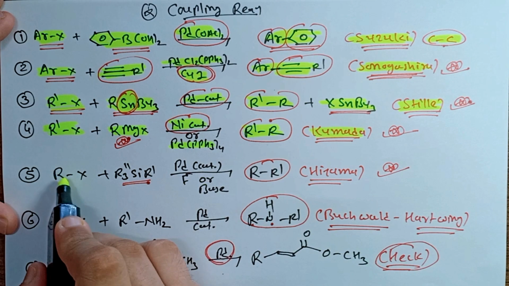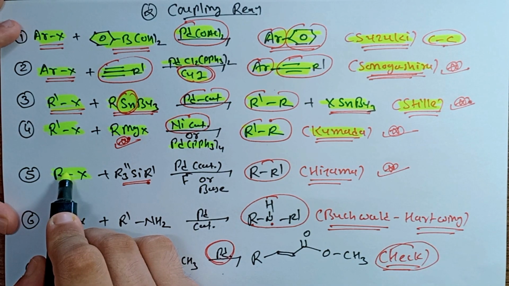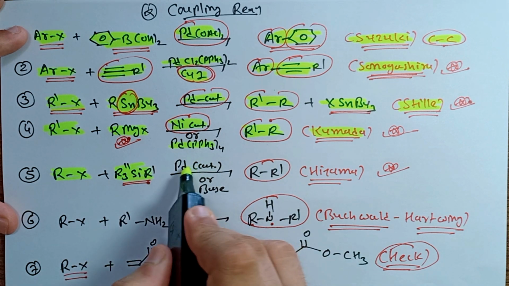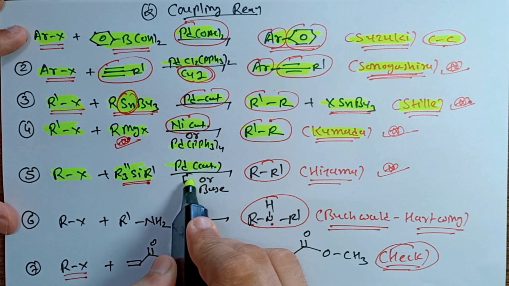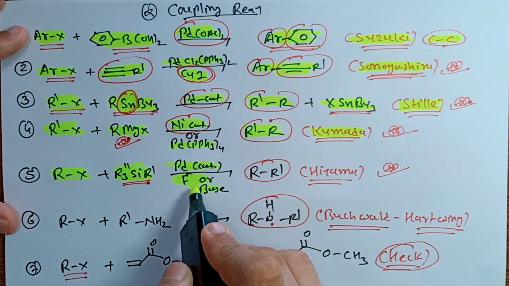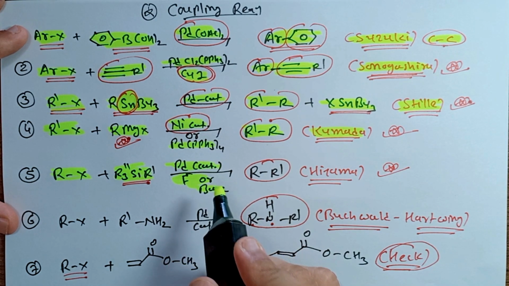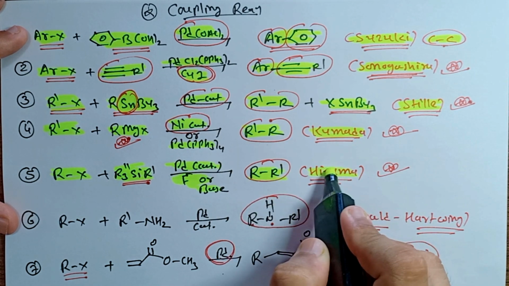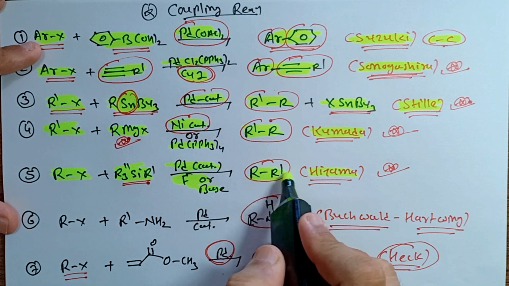Next we have an RX molecule reacted with a Si derivative, that is a silicon derivative, in the presence of a palladium catalyst. One of the most important things you have to remember is tetrabutylammonium fluoride. That type of reaction is known as the Hiyama coupling reaction. Here we also have a C-C coupling product.